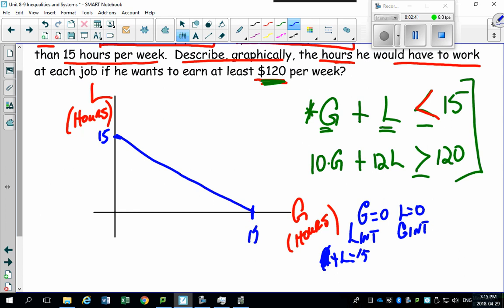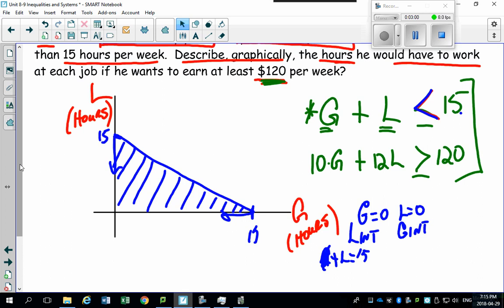All right, so think about this. Now, let's put this in here. Let's figure this out. We have to be less than 15 hours. So there's 15 or less. There's 15 or less. And guess what? I'm going to shade this area here. That's my region.